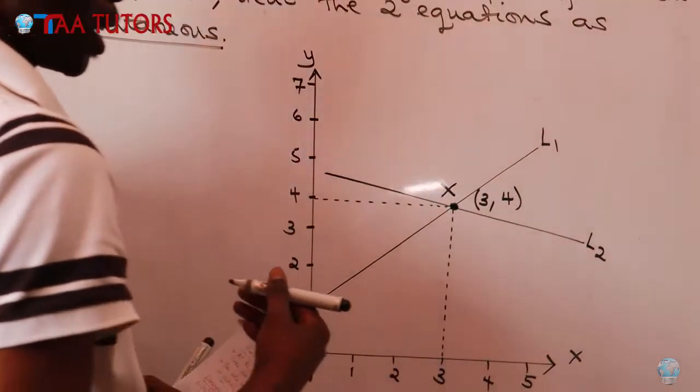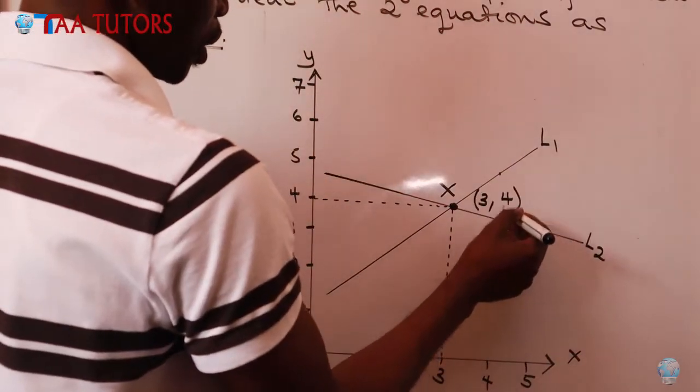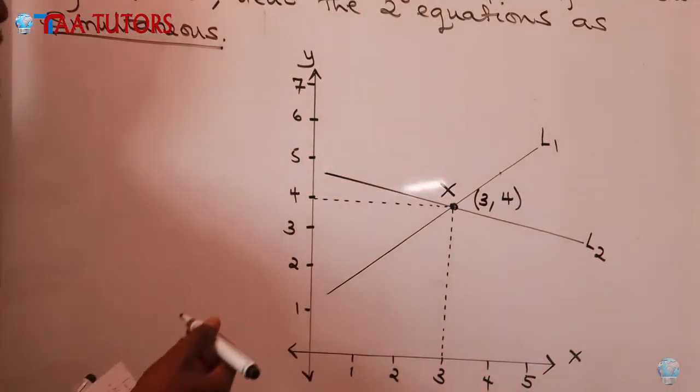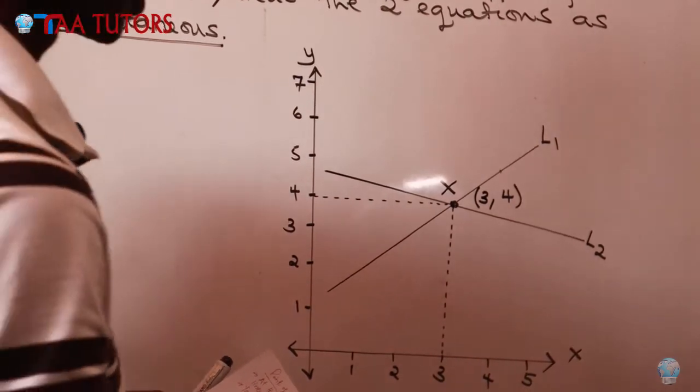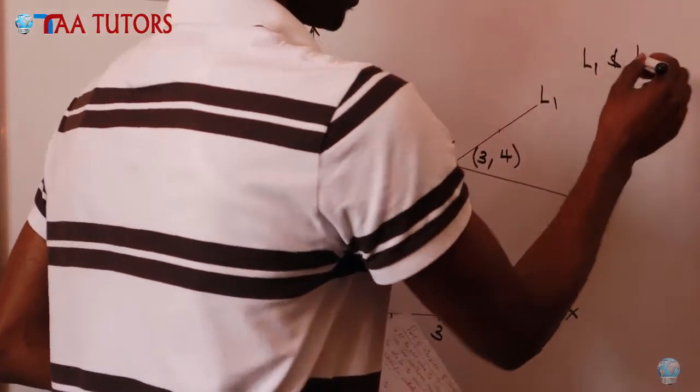So it means that at a point where two lines intersect, they share the coordinates, but not at any other point. If you look at this point here and that point, they don't share. This one has a different coordinate, that one has a different coordinate. But at this point where they are actually intersecting, you really have to treat these two equations, L1 and L2, as simultaneous equations.